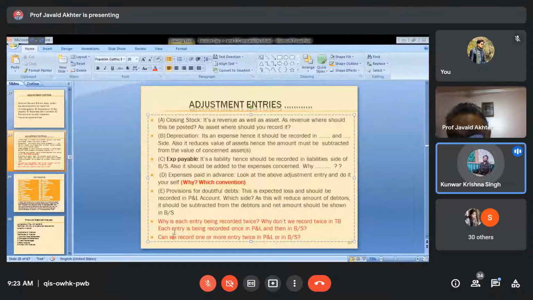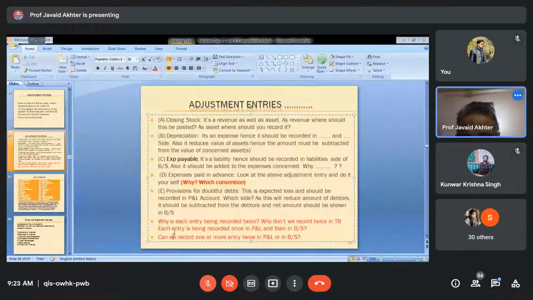So to nullify the effect. Perhaps not. Can we record one or more entry twice in the profit loss account or twice in the balance sheet? All these 3 questions that I have asked you are there to test your real understanding of debit and credit and equation. Think over it. If you cannot straight away answer, think over it. I am convinced, I am sure you will be able to answer.